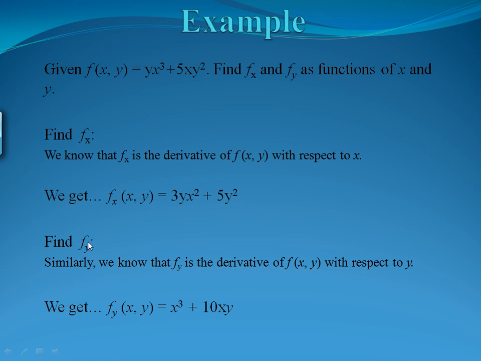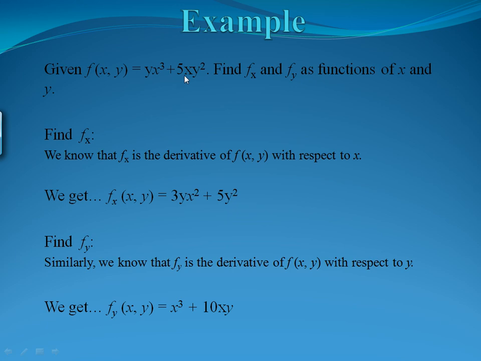Similarly, if we want to find the partial with respect to y, we again want to look term by term and figure out what our derivative with respect to y is. So for the first term, we have y times x cubed. x cubed is a constant. If you have a constant times y, the derivative is just that constant. So here, that would be the x cubed term.